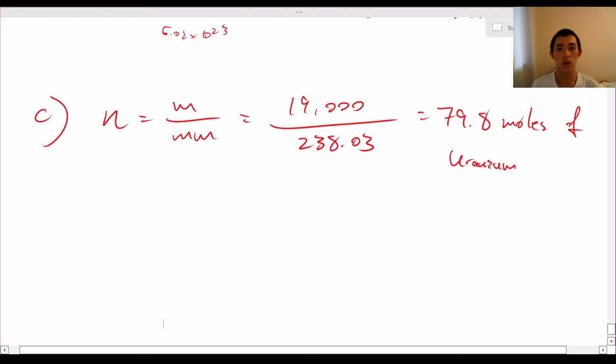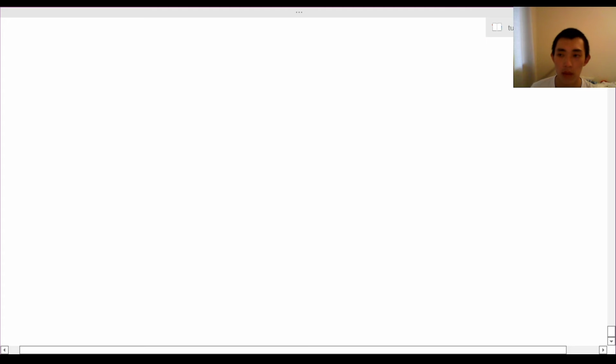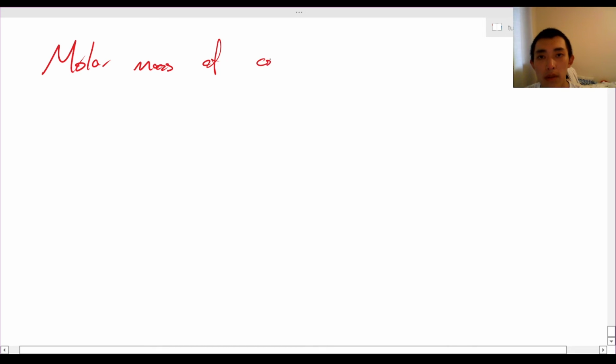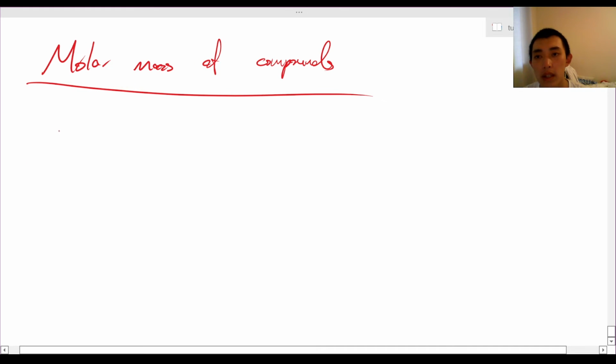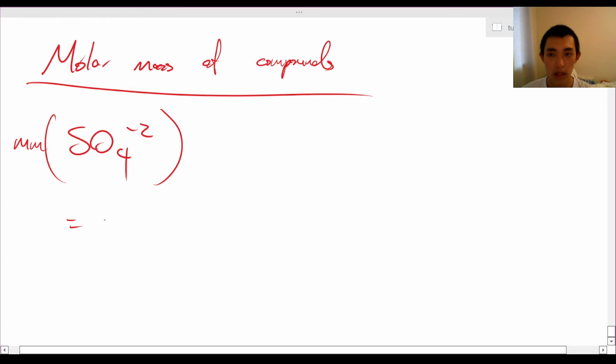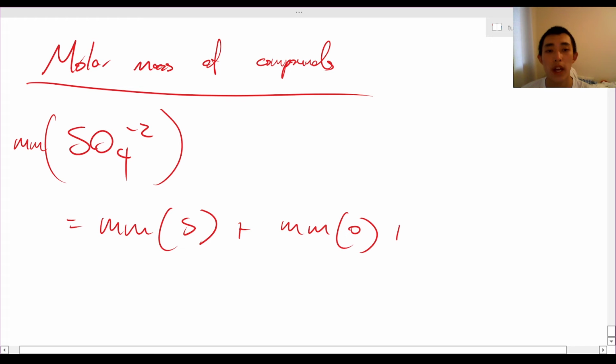One last thing that I want to go through before we end this relatively more advanced part is the molar mass of compounds. For example, you have something like SO4. How do you figure out the molar mass of this compound? It's just the molar mass of sulfur plus the molar mass of oxygen 4 times, because it's 4 oxygens.